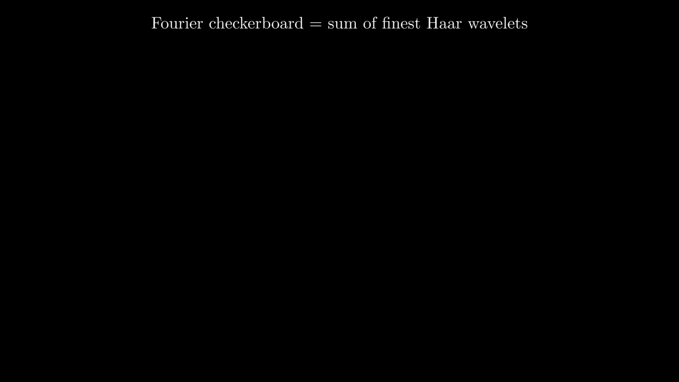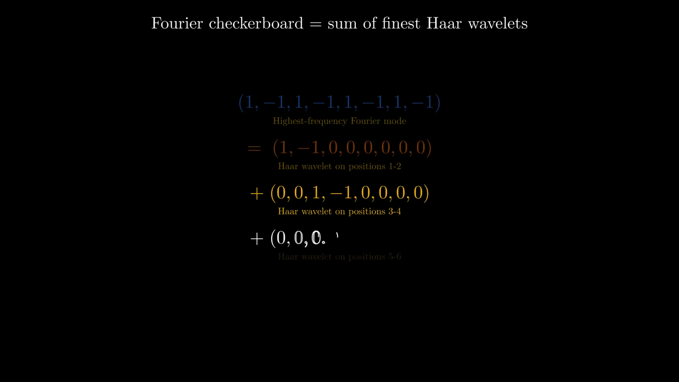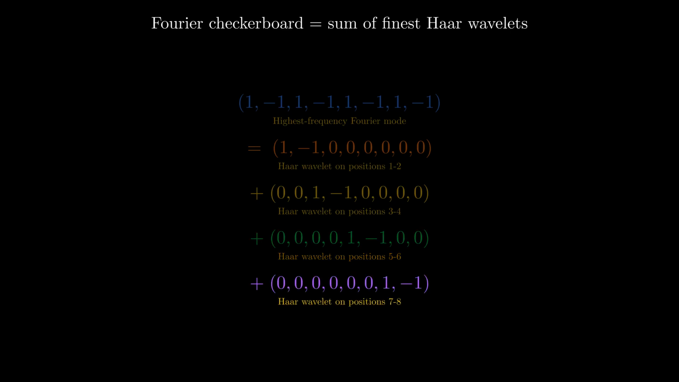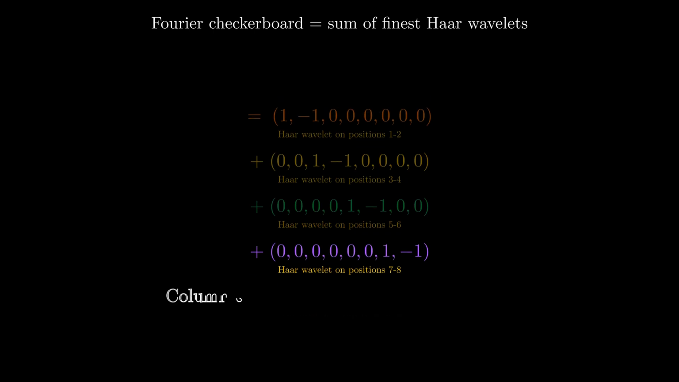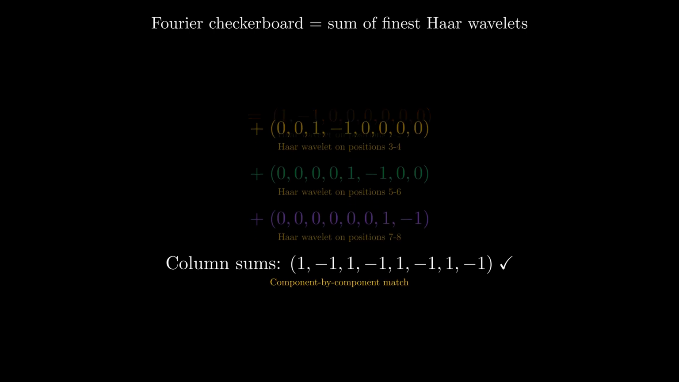Wavelets and Fourier span the same space. They're just different vocabularies for describing the same vectors. Watch this. Take the Fourier checkerboard. 1 minus 1, 1 minus 1, 1 minus 1, 1 minus 1. Now add the four finest Haar wavelets. The first is 1, minus 1, 0, 0, 0, 0, 0, 0. Add to it 0, 0, 1, minus 1, 0, 0, 0, 0. Then 0, 0, 0, 0, 1, minus 1, 0, 0. And finally, 0, 0, 0, 0, 0, 0, 1, minus 1. Component by component, the sum equals the checkerboard exactly.